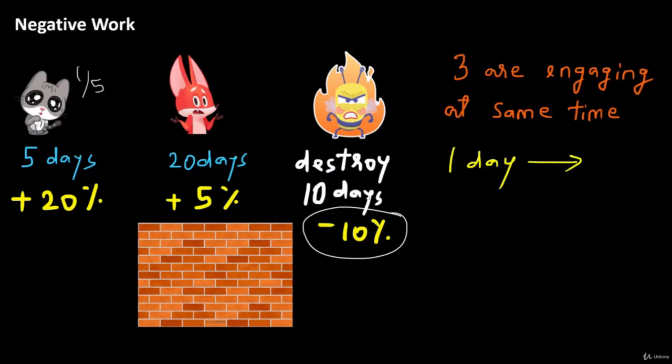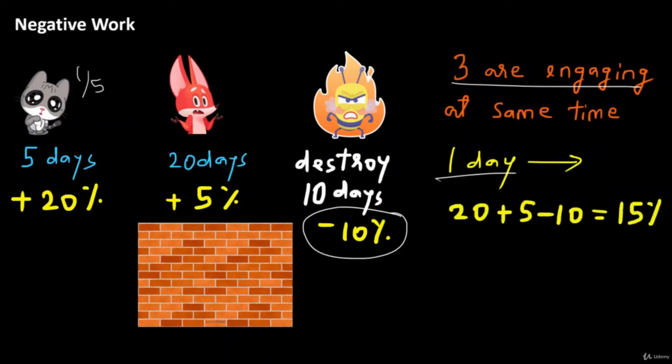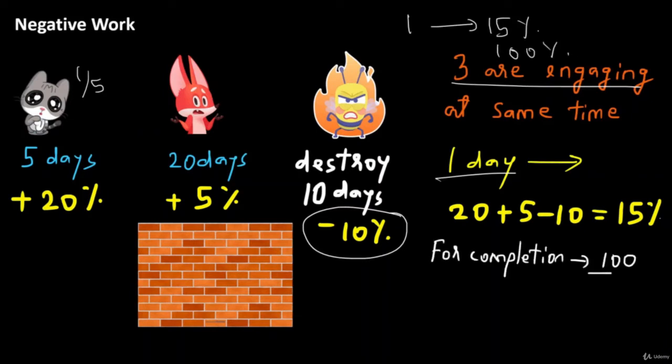So the net effect in one day, if all the three are engaging at the same time, would be 20 plus 5 minus 10, which is equal to 15%. All right. Now, so in one day, they'll finish 15% of the wall. So to reach 100%, they would need 100 by 15 days, right?